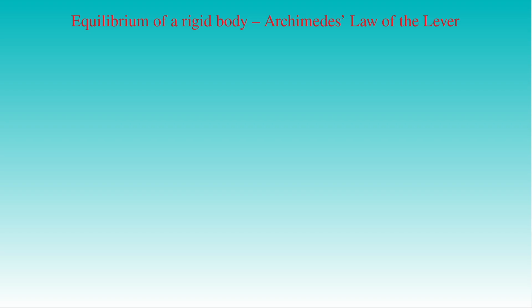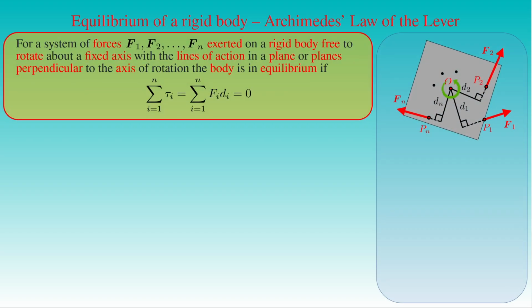By applying the concept of torque, we can formulate the condition for the equilibrium of rigid bodies free to rotate about a fixed axis, such as levers used to multiply force. Let us suppose that a system of forces F1, F2, ..., Fn is exerted on a rigid body free to rotate about a fixed axis, where the lines of action for all the forces lie in a plane or planes perpendicular to the axis of rotation. In the figure, the point O denotes the intersection of the axis and the plane or planes of the lines of action, and D1, D2, ..., Dn are the lever arms of the corresponding forces about the axis of rotation.